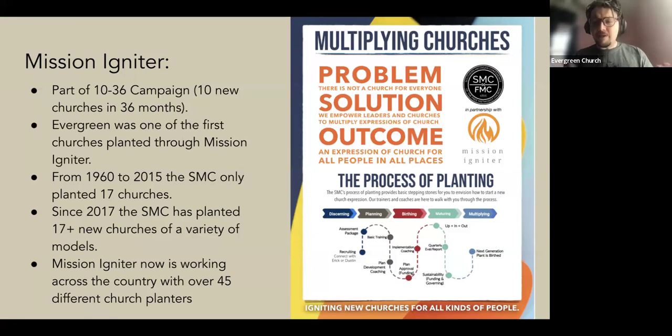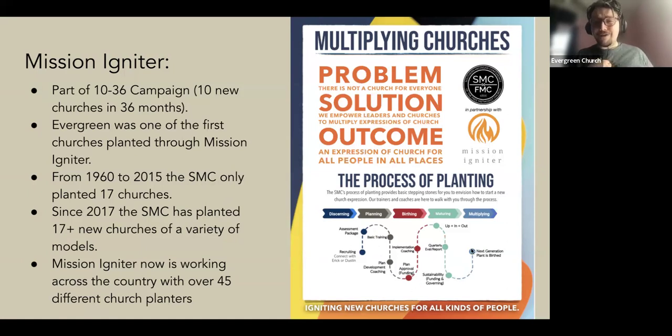But the problem for Mission Igniter is that there's not a church for everyone. The solution is that we empower leaders and churches to multiply expressions of church, and that the outcome and the vision of Mission Igniter is that there would be an expression of church for all people in all places. And so you can see that there's this process that we have worked in.